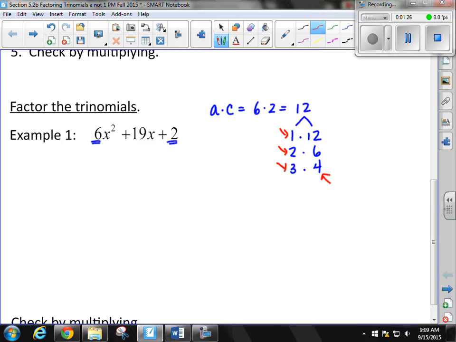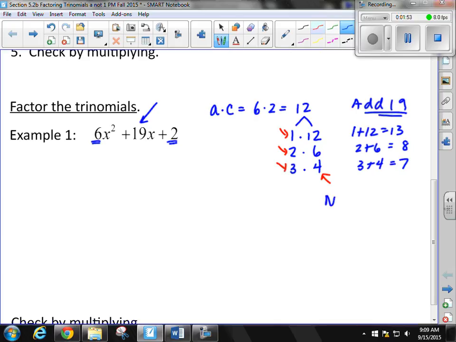all the possible combinations. And I want to see now which of these factors add up to my middle coefficient b. So do any of these add up to 19, my middle coefficient? That's where I'm getting the 19 from. 1 plus 12 is 13. 2 plus 6 is 8. 3 plus 4 is 7.